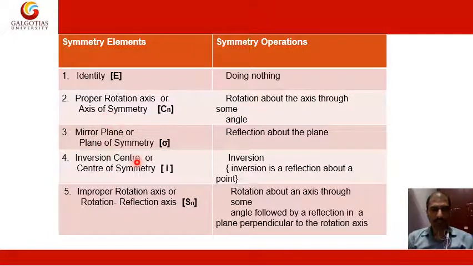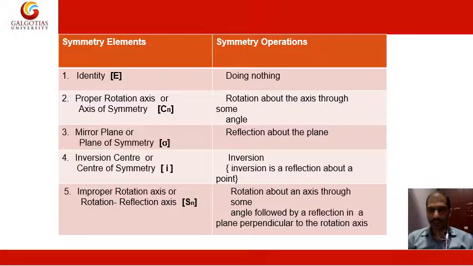Similarly, a mirror plane of symmetry involves reflection about the plane. An inversion center, or center of symmetry, involves inversion, which is reflection about a point. An improper rotation axis, or rotation-reflection axis, involves rotation about an axis through some angle followed by a reflection in a plane perpendicular to the rotation axis. We will go into these in detail and take an example of each of these symmetry elements.